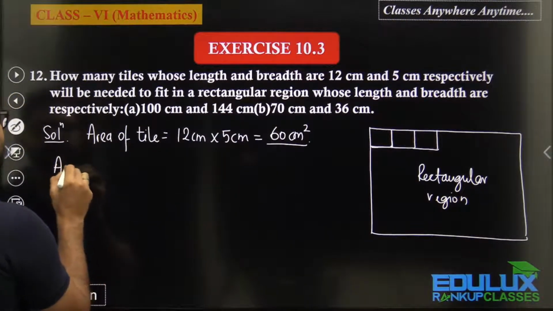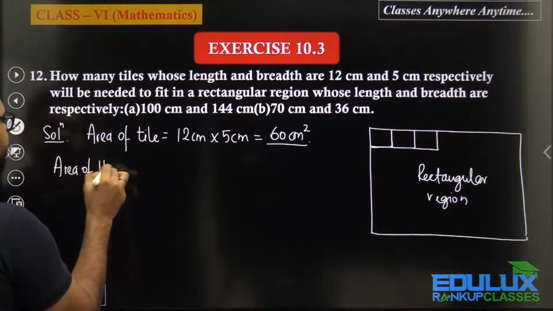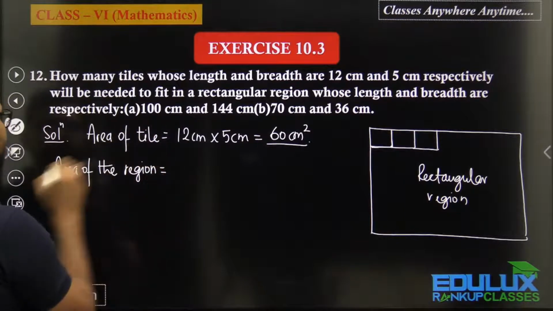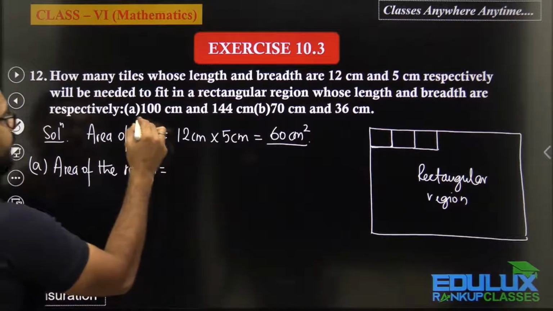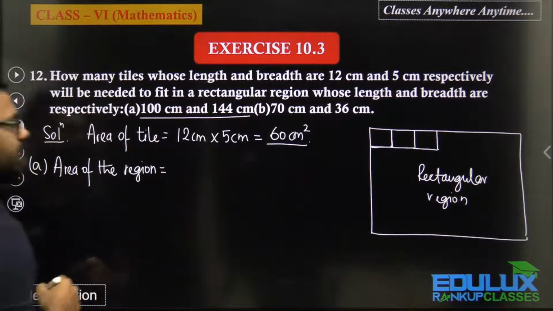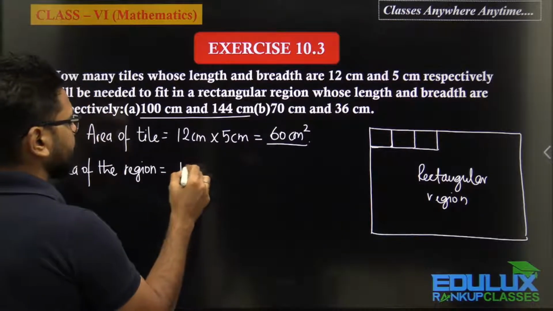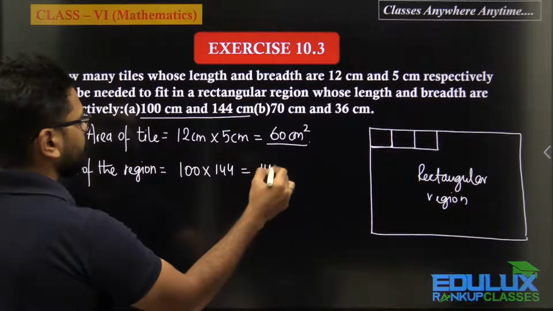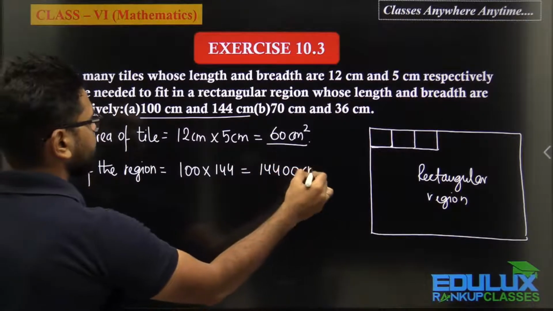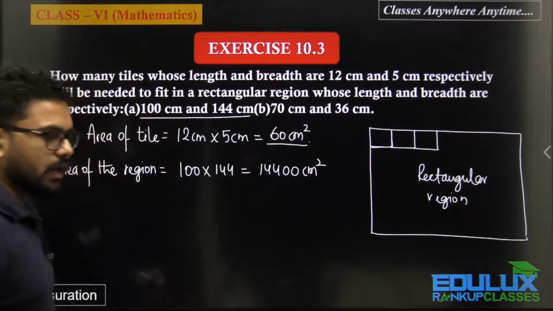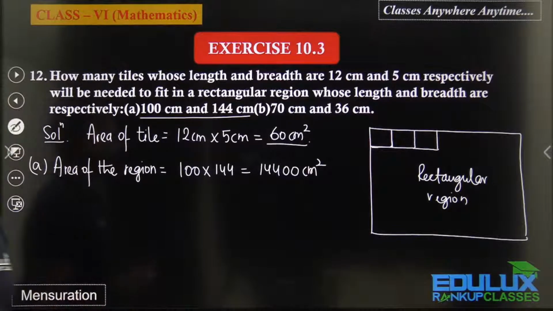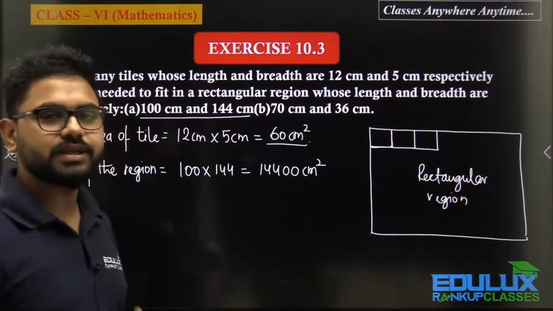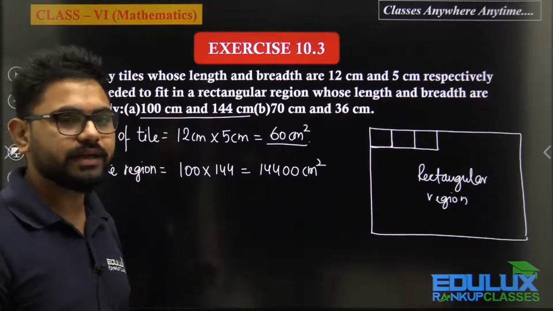So the area of the region is equal to, let's talk about part A. What is given in part A? It is given as 100 by 144. So 100 times 144, that is equal to 14,400 centimeter square, the area. Now to find the number of tiles required to fill that region, we just need to divide it by the area of one tile.